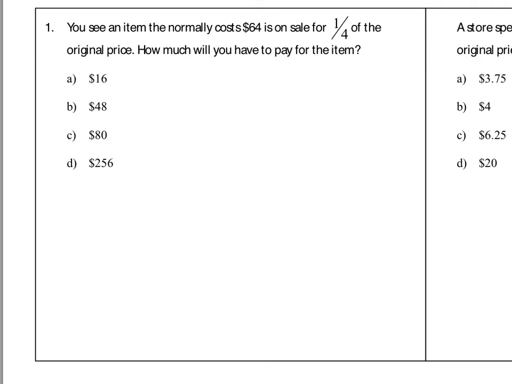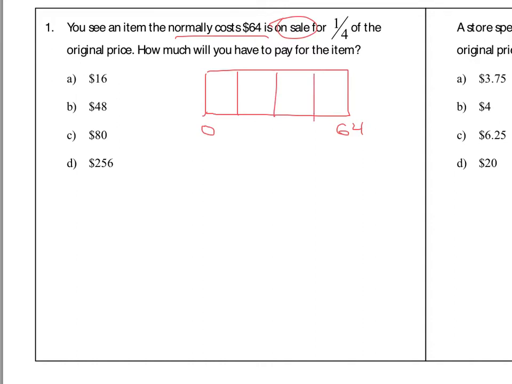Okay, looking at the do now, we have our first problem. We have an item that is on sale, so we're talking about some sort of discount. I'm going to go ahead and draw my diagram here, a visualization of this. It normally costs $64, so the full price is normally $64. It is on sale for 1/4 off the original price.